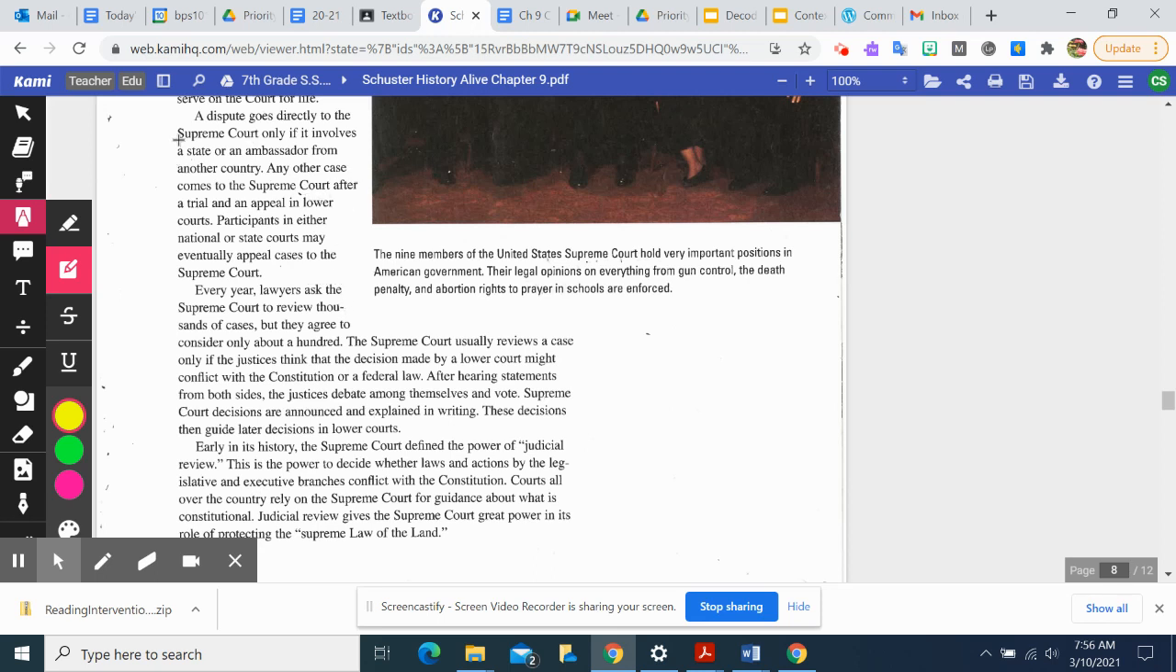Only if it involves a state or an ambassador from another country. Any other case comes to the Supreme Court after trial and appeal in lower courts. So that's kind of important to remember. So we can highlight all of that.